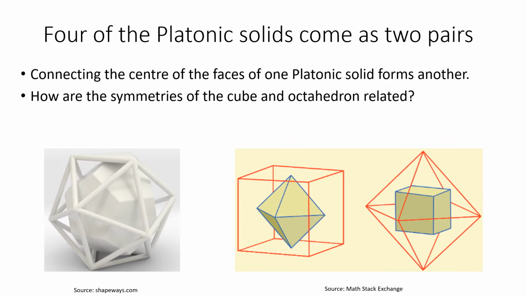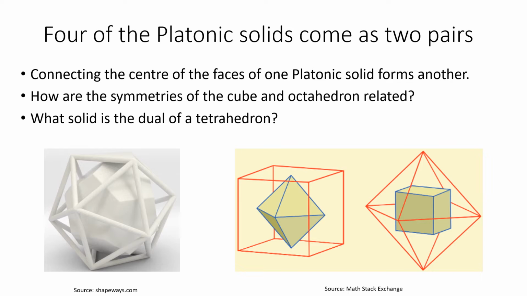Right, and so next up, how the symmetries of the cube and the octahedron are related. Well, it turns out because of the kind of mirror that we have between the vertices and the number of faces, the symmetries are in fact identical between these pairs. So the cube and the octahedron share all the same symmetry elements. The dodecahedron and the icosahedron share all the same symmetry elements.